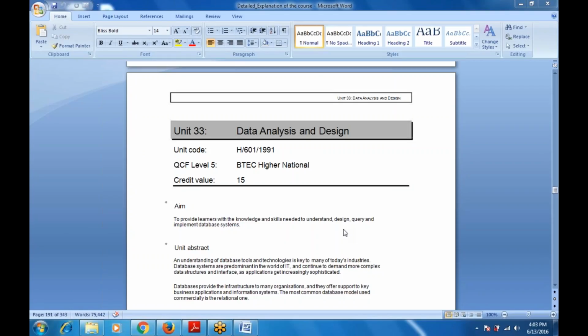Today I'm going to start with a new module, unit number 33 of this main course, that is Data Analysis and Design. So any doubts, anyone, in the last module, that is Programming in Java?